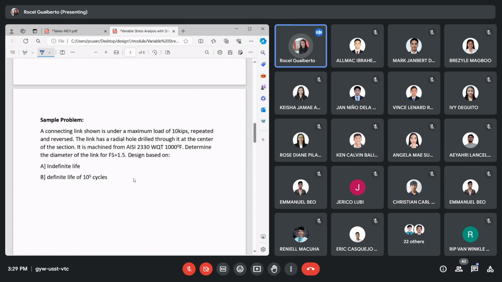Okay? So let me have first the illustration of the link. So you have here the link. Sorry, wait lang. So this is po yung link natin. Circular cross-section.